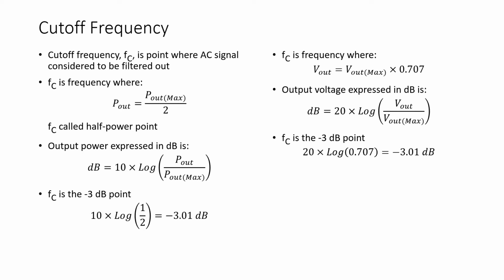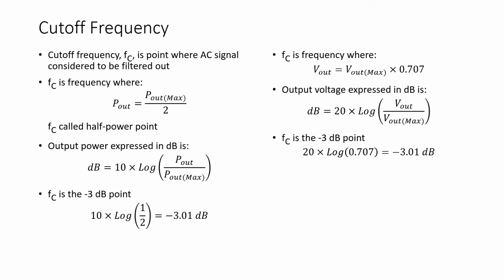Now, if we look at the equation that expresses the relationship of power in a system in decibels, it's that dB equals 10 times the log of P out over P out max. And 10 times the log of 1/2 equals negative 3.01 decibels. So the cutoff frequency is also referred to as the negative 3 dB point.